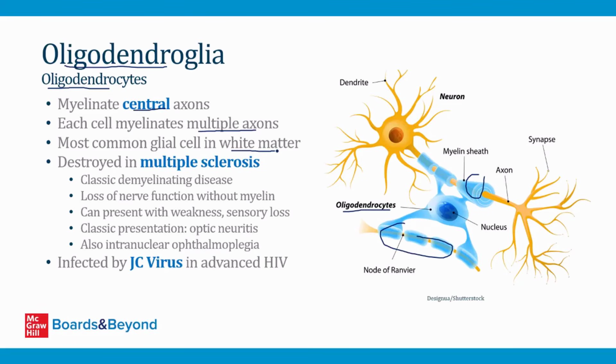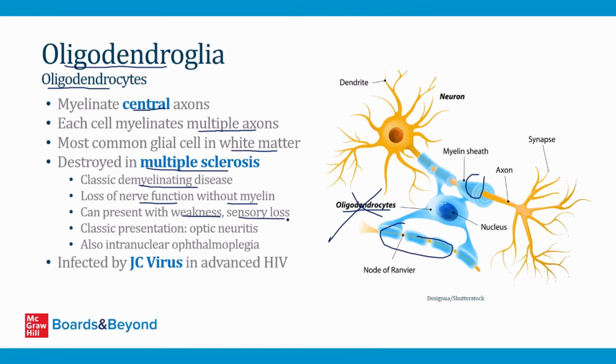In terms of pathology, what you want to know about these cells is that they're destroyed in multiple sclerosis. Multiple sclerosis is an autoimmune disease that I talk about in other videos. It's the classic example of a demyelinating disease, and it leads to a loss of nerve function without myelin. The reason this disease happens is because you lose function of oligodendrocytes, and therefore you lose myelination of central nervous system axons. This can present with clinical features like weakness and sensory loss.